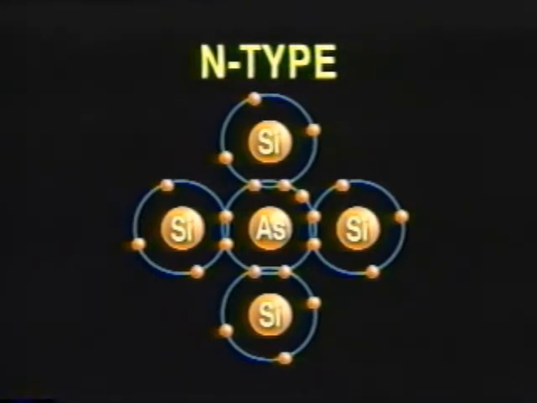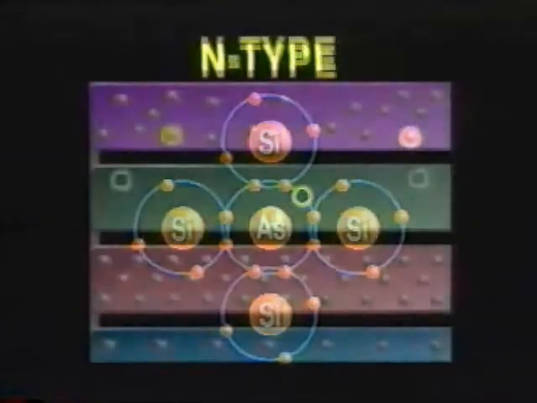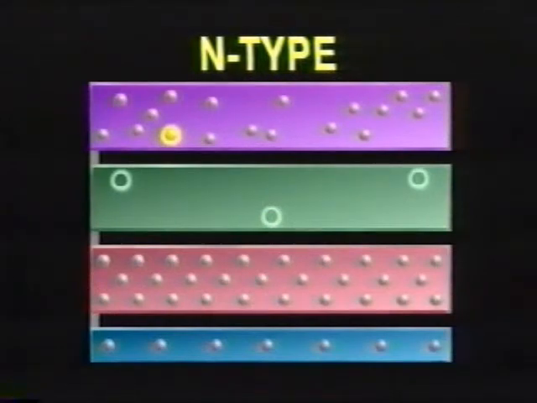The pentavalent atom forms covalent bonds with 4 neighboring silicon atoms. The 5th electron of the original arsenic atom is released as a free electron. Remember, since the valence shell of any atom can hold no more than 8 electrons, the extra one travels in the conduction band as a free electron. As a result of the doping process, many new free electrons are produced.